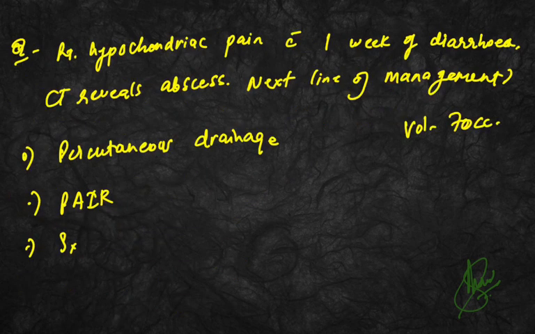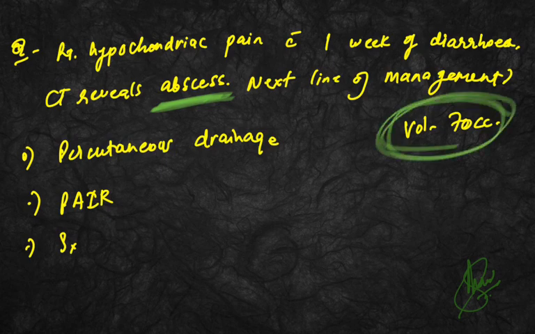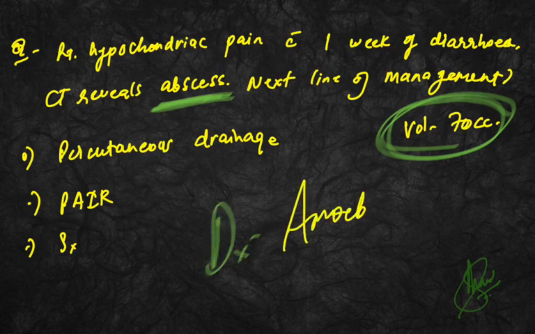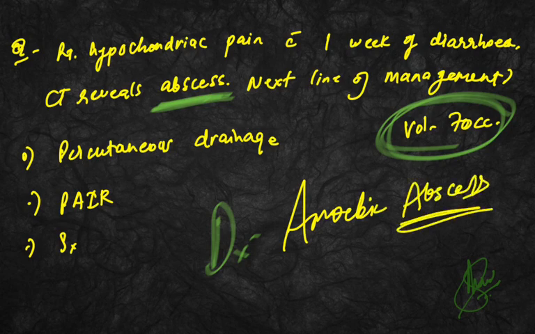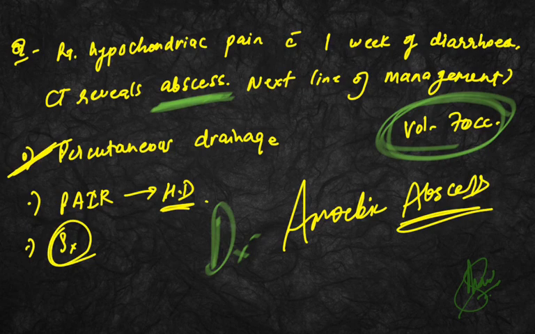Now, right hypochondriac pain with 1 week of diarrhea. The CT reveals an abscess. So what is the next line of management? The volume given is 70 cc. Now, abscess with diarrhea: the diagnosis is amoebic abscess. And for amoebic abscess we will be doing percutaneous drainage first. PAIR is done for hydatid disease, and surgery is done after percutaneous drainage is not sufficient.